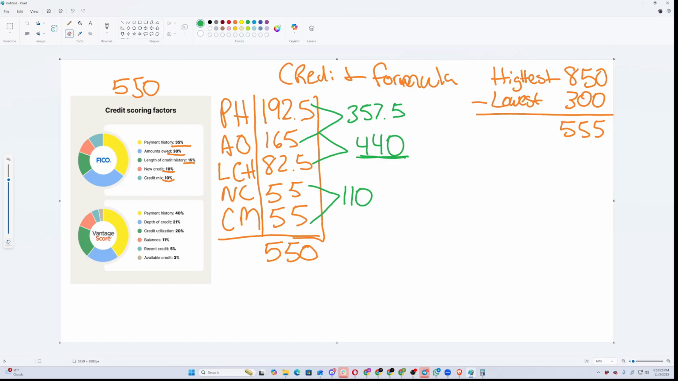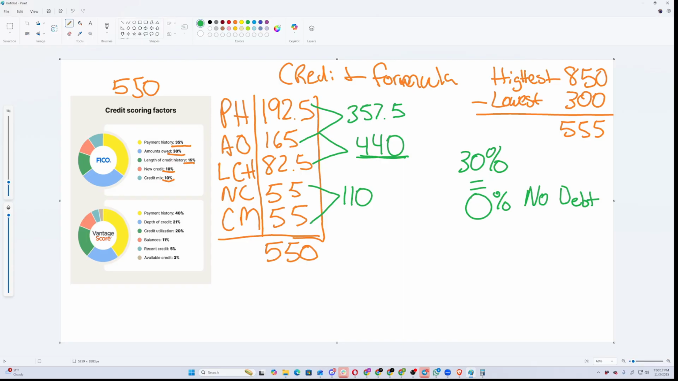Amount owed is 30%, right? Amount owed, 30%. 30% equals 0%, which means no debt. No debt. Okay? It equals no debt. And because it equals no debt, that's how you get 100% of those points.